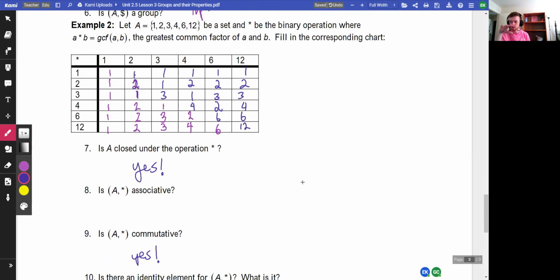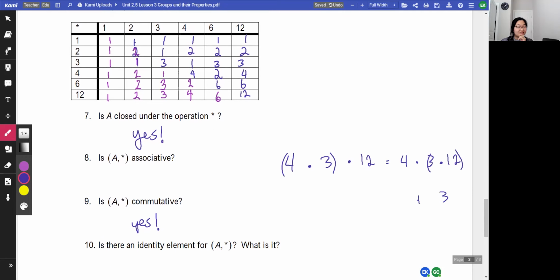Because of these weird patterns, 1, 2, 1, 2, 2, 2, I think this is not going to be associative. Let's try to find a counterexample. 4, 3, and, I don't know, 12. All right, you do the left-hand side, I'll do the right-hand side. Maybe I made a bad choice. Maybe it is associative. Let's not pick 12. I'm feeling maybe 2. Are we still 1? Maybe it is associative.